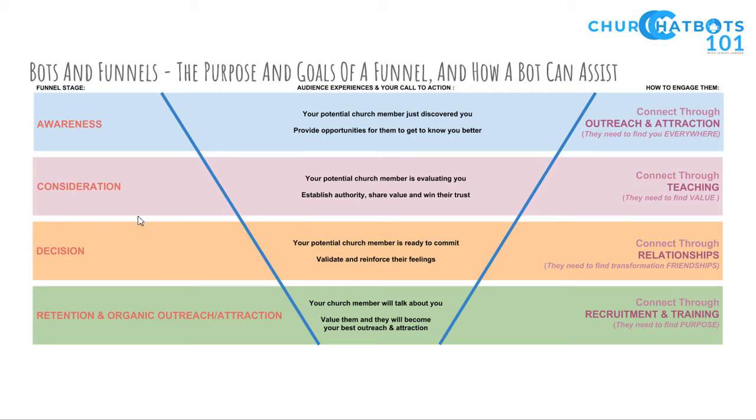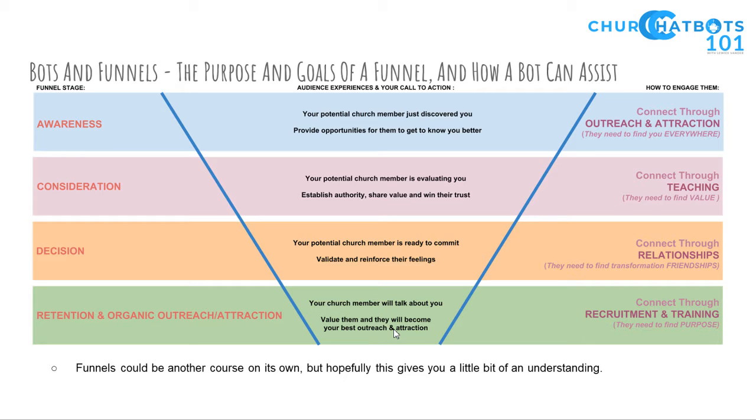This will put them in the decision stage, and at this point in time, they might be ready to commit, and they will commit if you validate and reinforce their feelings. How do you do that? Recruit them into purpose. Give them a purpose. Let them find purpose and train them. This puts them in the retention phase and the organic outreach attraction phase, which comes back to connecting. Your church member will talk about you if you value them, and they will become your best outreach and attraction.